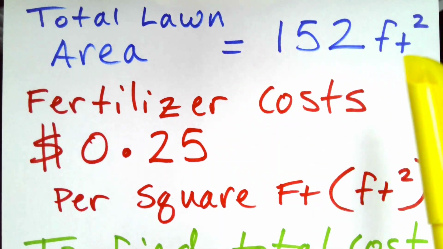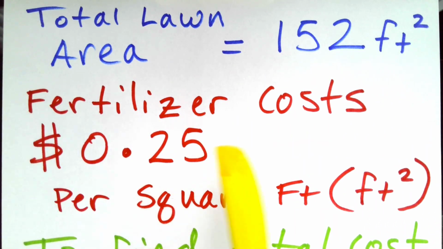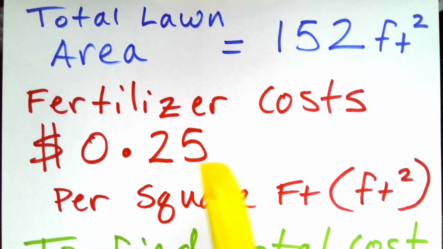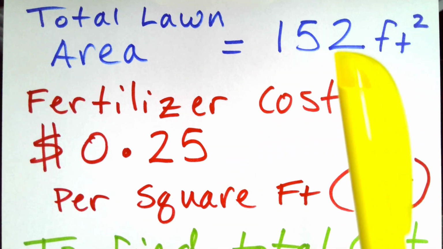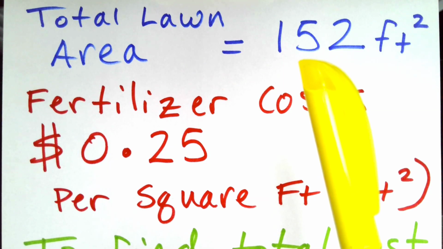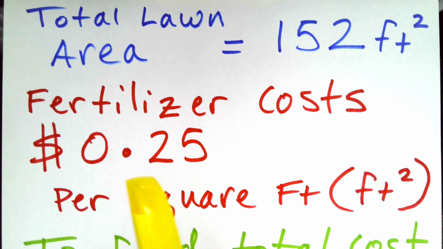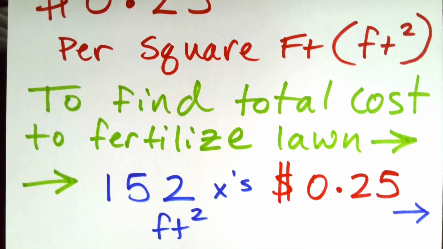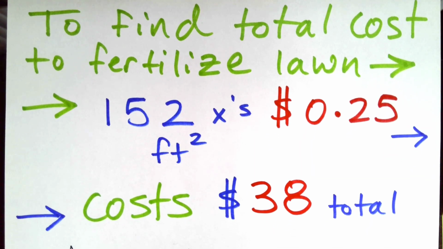So you're going to take that measurement of the area, 152 feet squared, and multiply it times the cost, which here is 0.25, 25 cents per square foot. So it's going to cost 25 cents for each of these square feet. So you multiply the total value of the area times 0.25, and that will give you the total cost of what it's going to cost Pat to fertilize that entire back lawn.